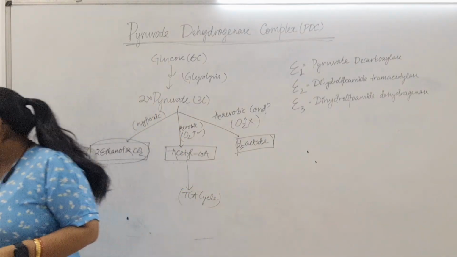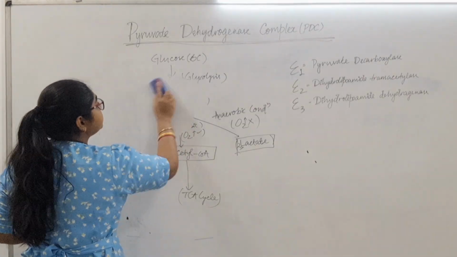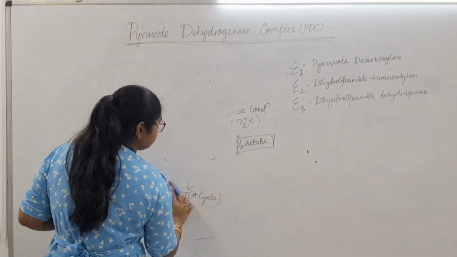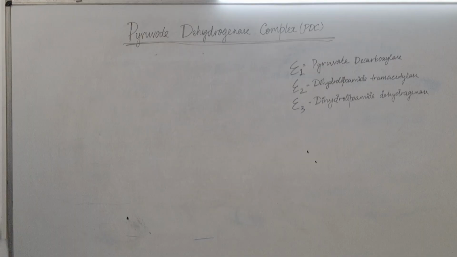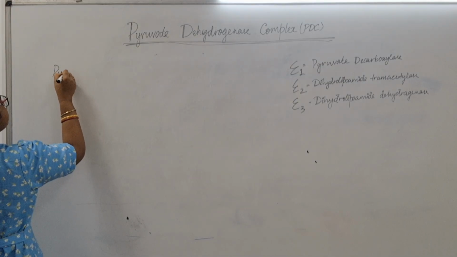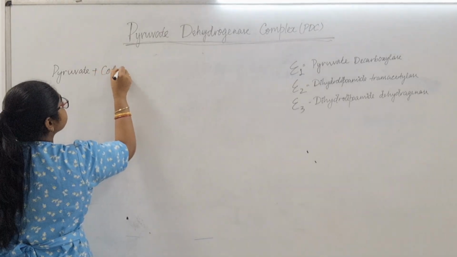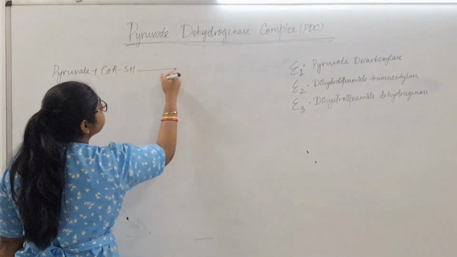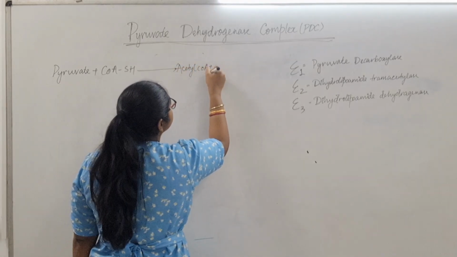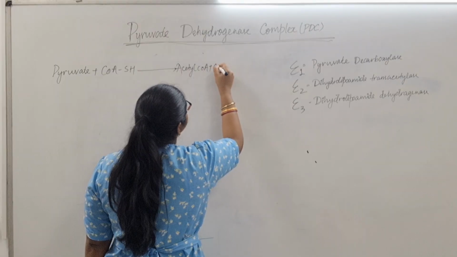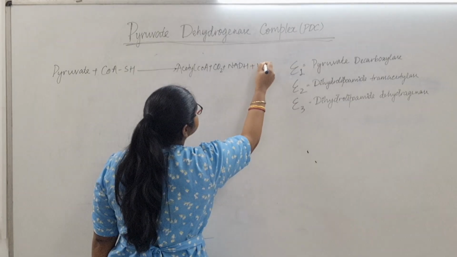So if we see the overall reaction, the basic reaction of the pyruvate dehydrogenase complex, the substrates are pyruvate plus coenzyme A, and it produces acetyl coenzyme A plus carbon dioxide plus NADH plus H+ ion.